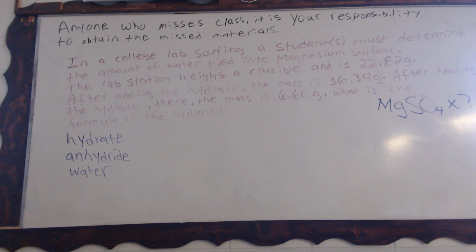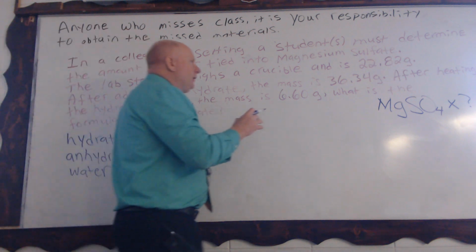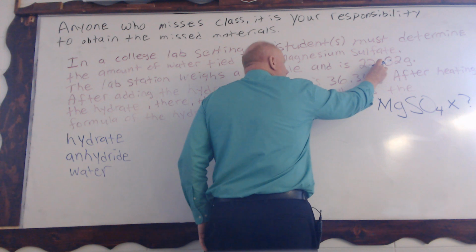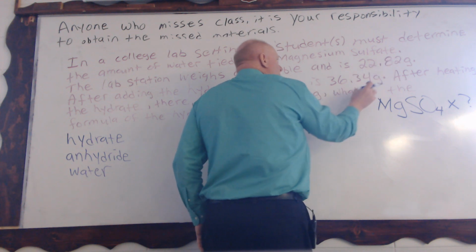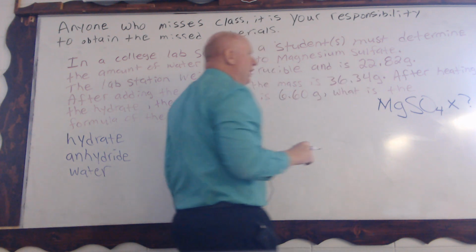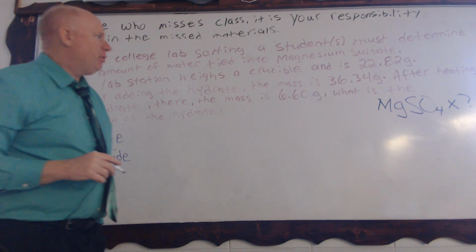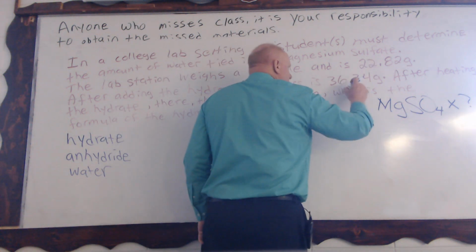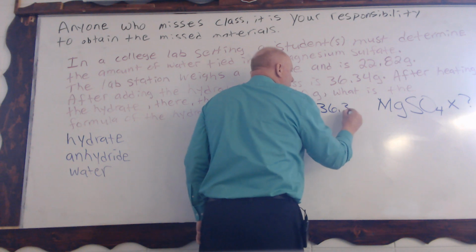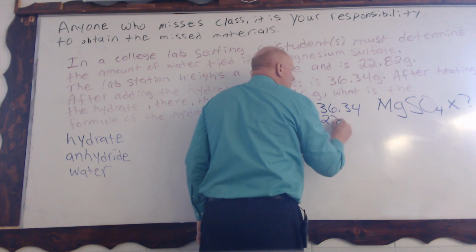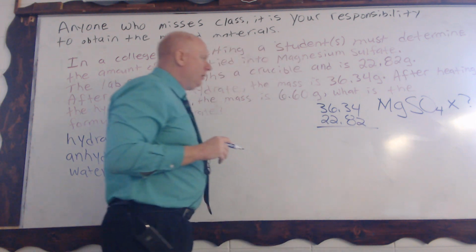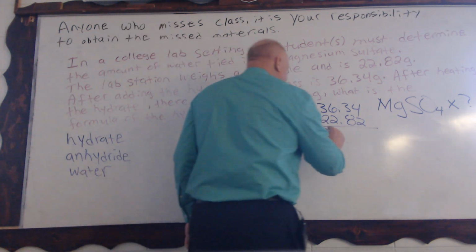Same concept. So in this case, this is your crucible when it is empty. So if this is what it changed to after weighing your crucible, what can we presume from that? You're going to subtract these two. So that means 36.34 minus 22.82, okay? 13.52.